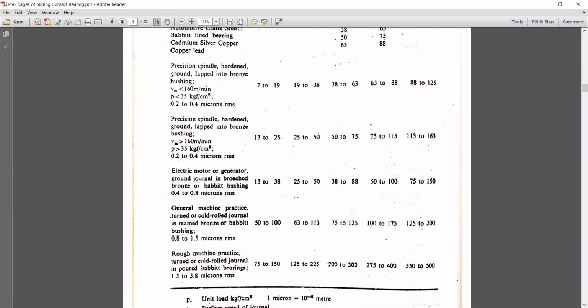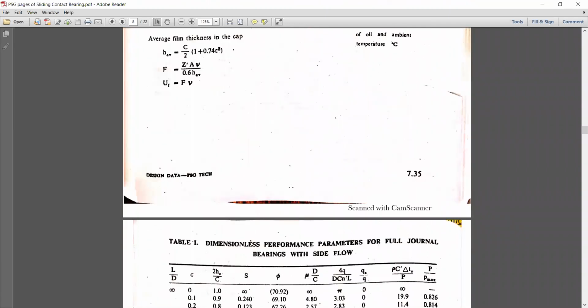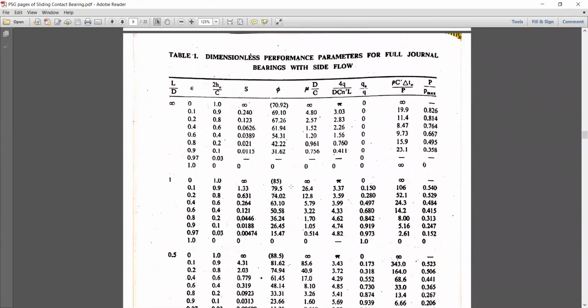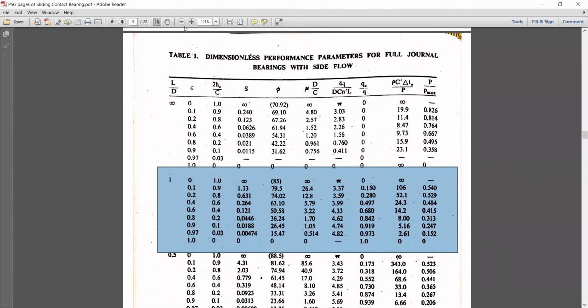to find the dimensional parameters. As the journal bearing is a full journal bearing, we need to find the table for full journal bearing. As the L by D ratio is 1, we have to refer to this block only. Now, as the value of L by D is equal to 1, we need to find the value of the Sommerfeld number. The Sommerfeld value is 0.363. So this is the Sommerfeld number.